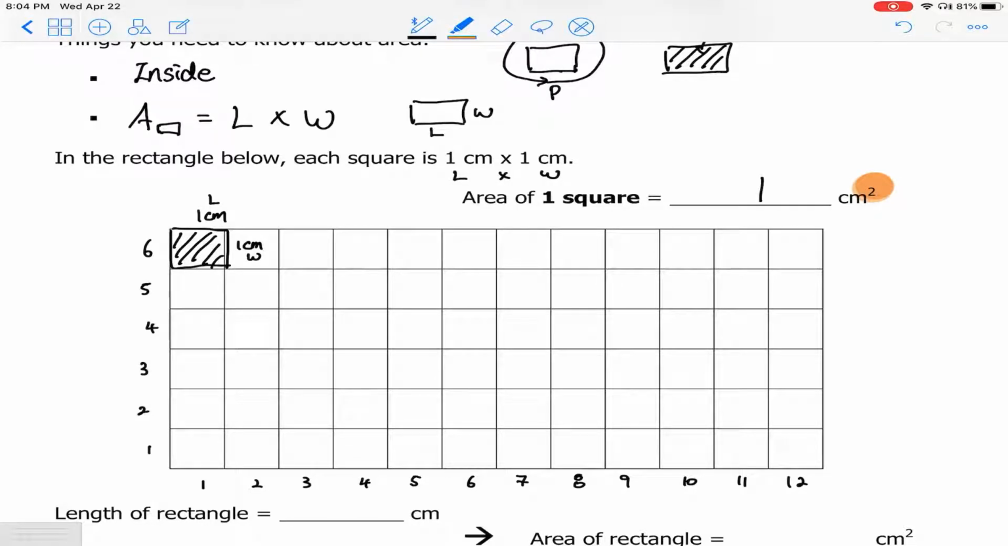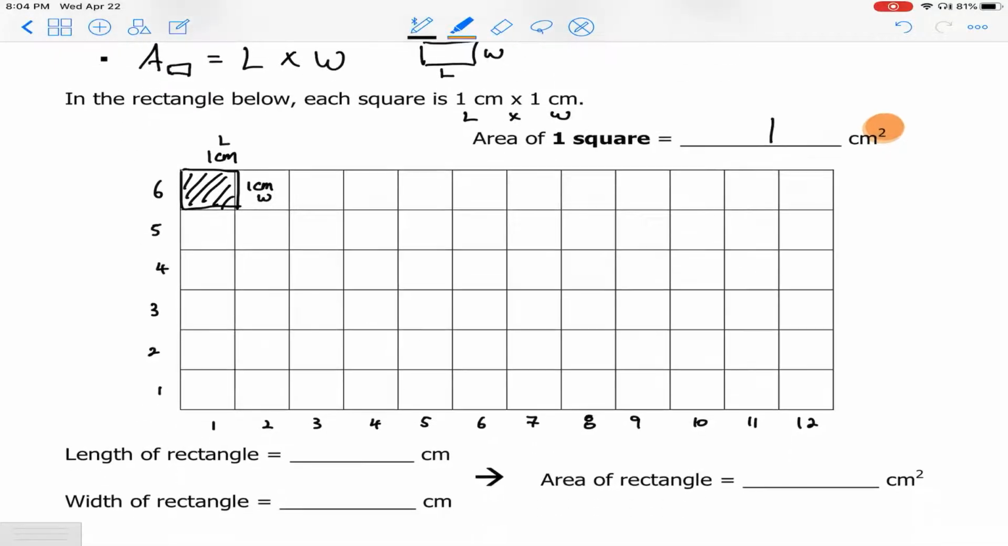Now, something that you have to be very careful of is the unit. The perimeter never had anything at the top right corner of the unit, let's say the meter, centimeter, or kilometer. However, for the area, it has something called a square. So we read it as 1 centimeter squared, or 1 square centimeter.